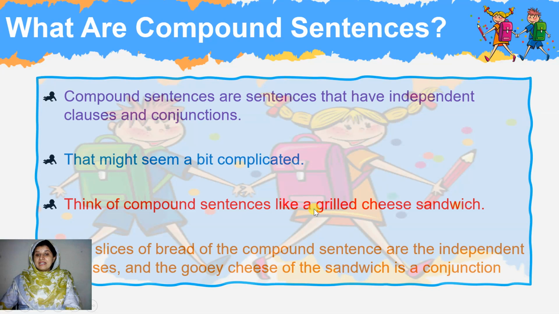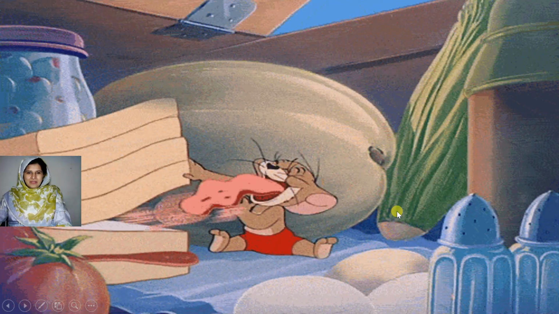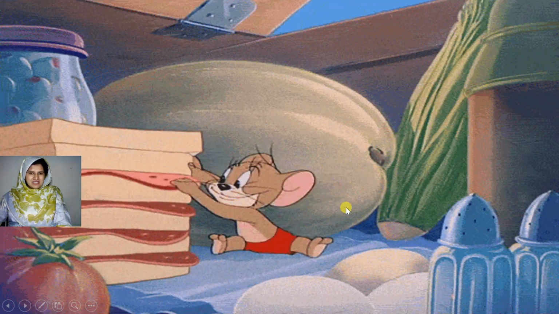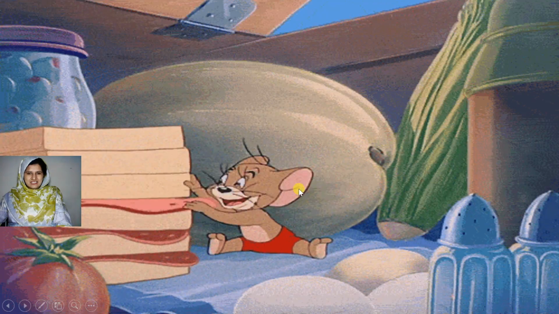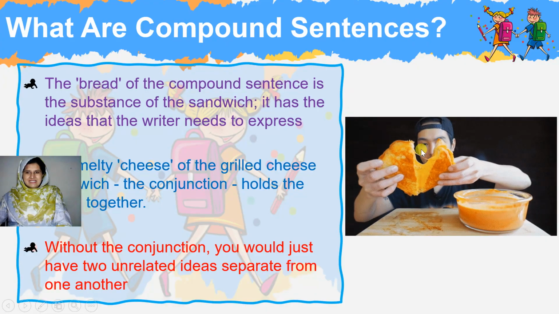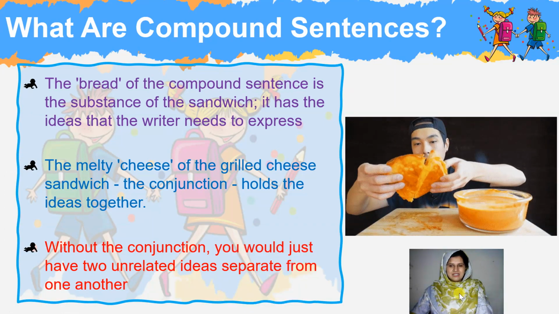Think of compound sentences like a grilled cheese sandwich. Yes, that's yummy. Think about a grilled cheese sandwich where the slices of bread are the independent clauses. So the two slices are independent clauses and the gooey cheese of the sandwich is the conjunction. So it's giving you some idea about the compound sentence. These two breads, just take them as independent clauses, and the cheese between them, this is the conjunction, which is a very important part of your compound sentence, right?